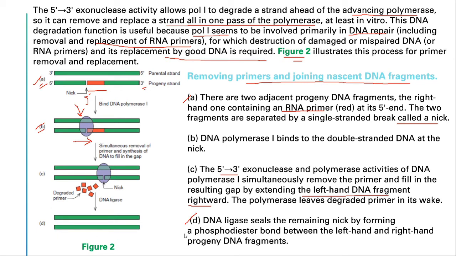Note that in part C, the polymerase structure moved in the right direction. In part D, DNA ligase seals the remaining nick by forming a phosphodiester bond between the left-hand and right-hand progeny DNA fragments. I told you in the first part on prokaryotic DNA replication that DNA ligase always helps in joining two broken strands.